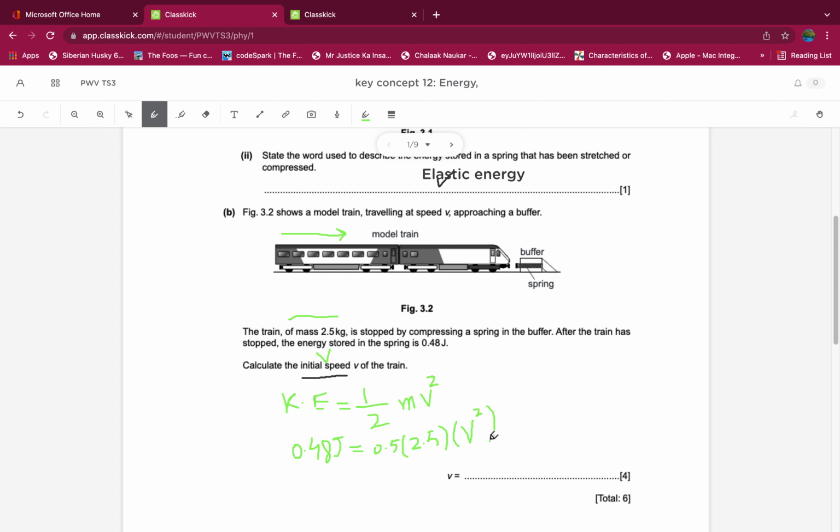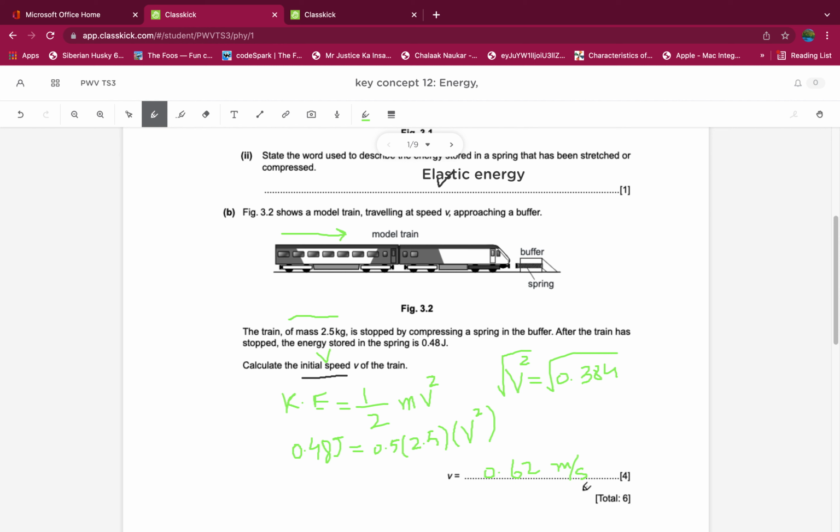Whenever you solve this problem for v square, you will get v square equal to 0.384. Now you take the square root on both sides, because we want to find the value of v, not v square, the initial speed. So after taking the square root, your answer will be 0.62 meter per second. You have to show all these steps here. You must write the formula for kinetic energy, put the values and solve it for v, and the unit must also be mentioned there. The unit for speed is meter per second.